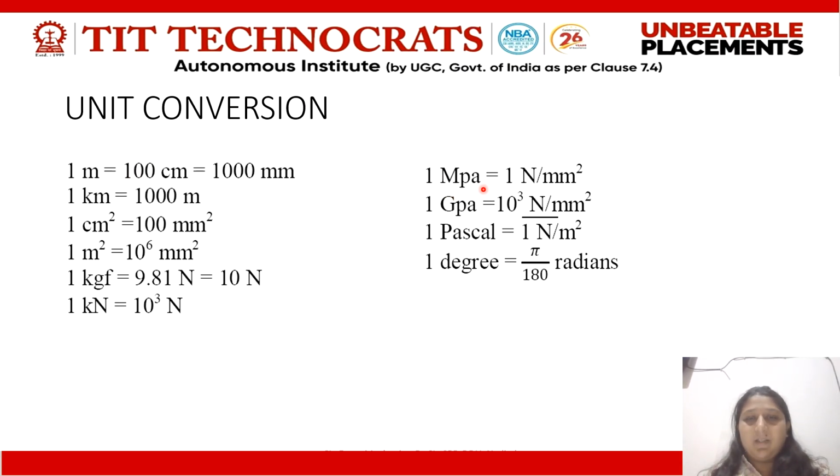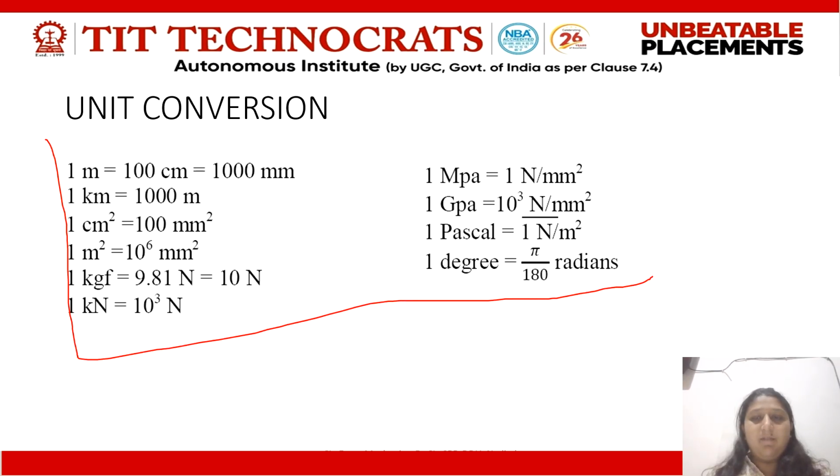Here, 1 megapascal equals 1 Newton per mm square. Many times in numericals it has been mentioned as Newton per mm square, but you are asked for megapascal, so don't get confused. All these which I have mentioned here are very important conversions which you need to remember while solving the numericals.